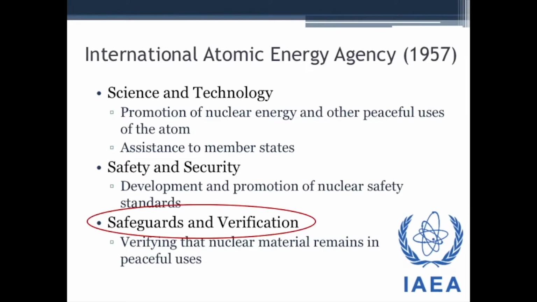The IAEA predates the NPT and had been implementing nuclear safeguards for a decade by the time the treaty was concluded. So instead of creating a whole new organization, Article 3 of the NPT designates the IAEA as the implementing agency for verifying non-proliferation obligations.